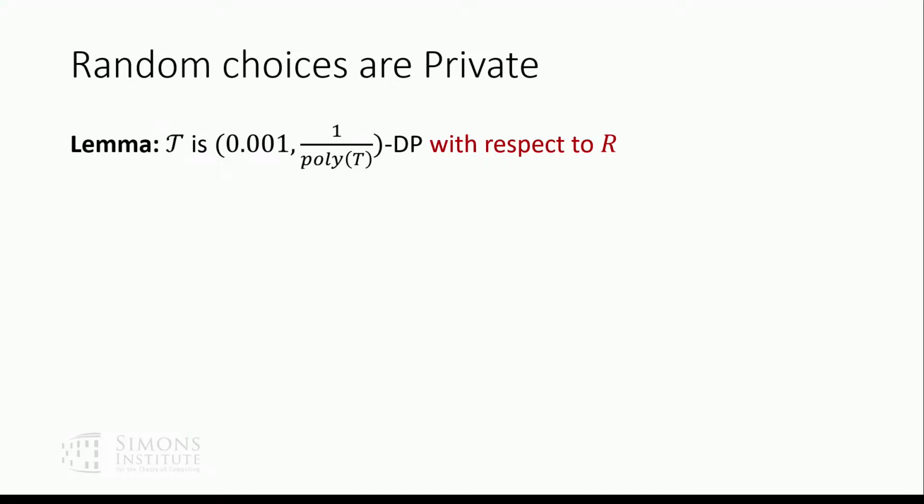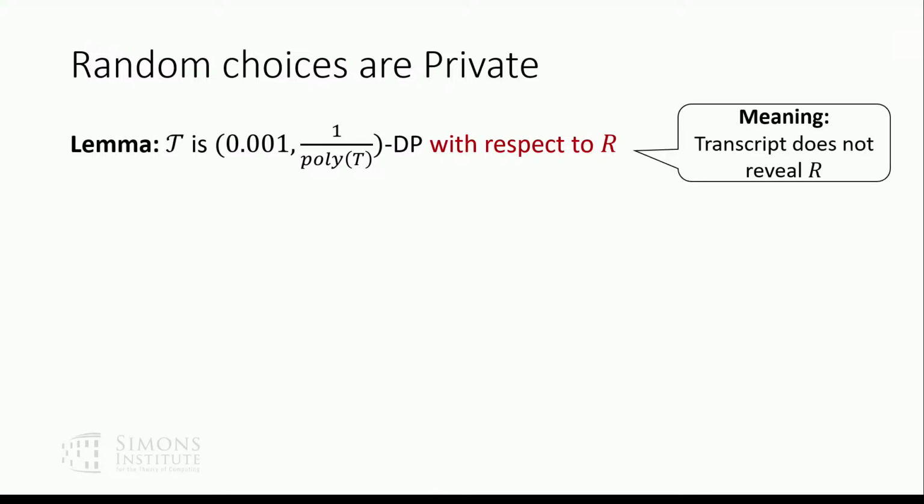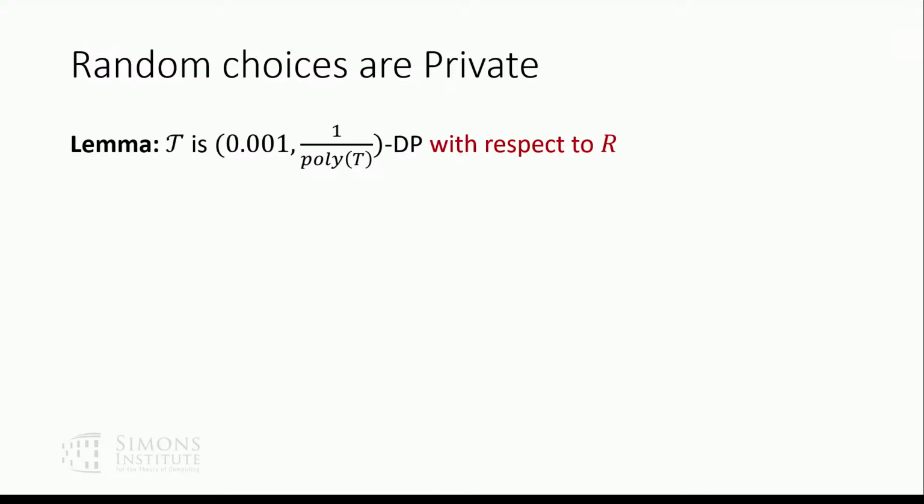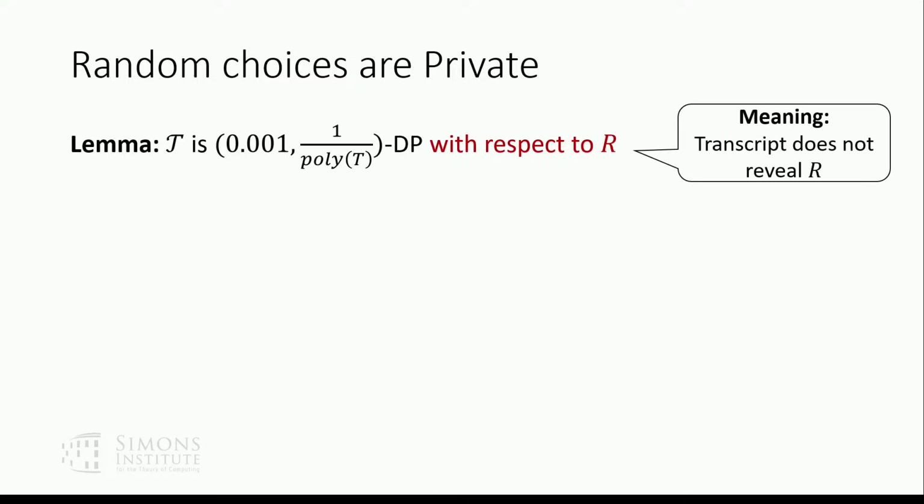So this transcript is stable, right? When you change one random string in this collection R, this whole transcript is stable. Meaning that this transcript doesn't reveal information about the random string.